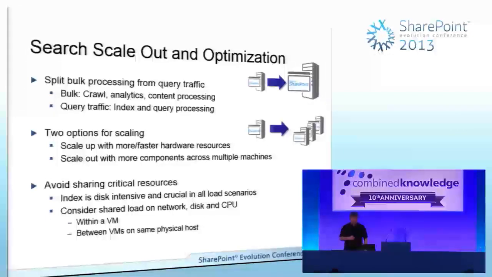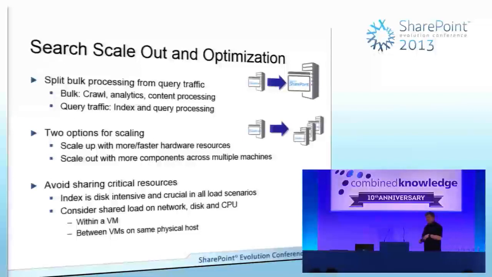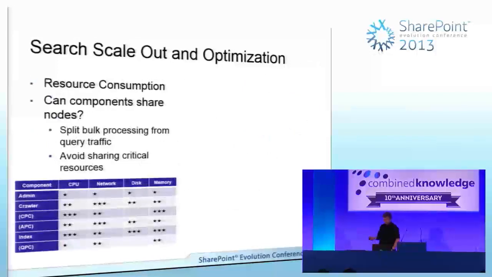Whereas I'm going to show you a matrix in a minute that gives you some kind of rough rules of thumb. And avoid sharing critical resources. So the key thing, as I mentioned already, crawl and content processing, you wouldn't necessarily want them on the same machine because they have similar characteristics. So where you have two processes that are very CPU intensive, separate them out. It's common sense. It's common sense architectural guidelines.